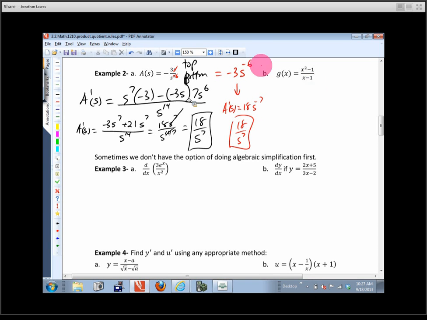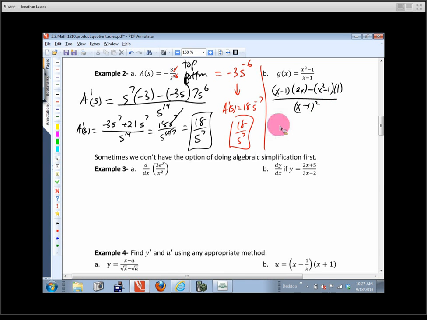Okay? So if we look at this problem right here, this is an interesting one because I could go through and do it this way. I could say, you know what, it's going to be the bottom times the derivative of the top minus the top times the derivative of the bottom all over the bottom squared. But you could do it that way, right?